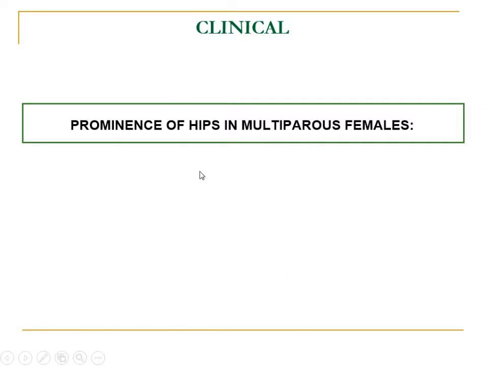In case of the multiparous woman, because of the release of the relaxin hormone, all these ligaments that we talked about right now get relaxed, and because of that there is an increase in the size of the pelvic cavity to accommodate the increasing size of the fetus. But after parturition, these ligaments are unable to retain or regain their original position. That's why in the multiparous woman, the pelvic cavity or the size of the hip is more prominent.